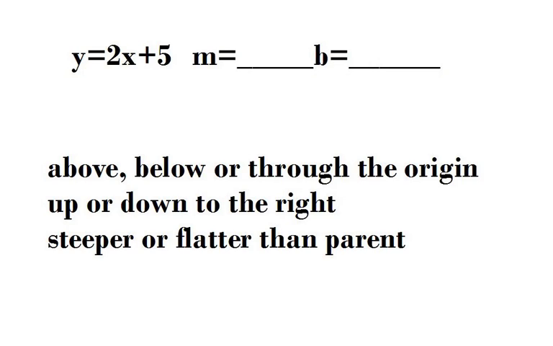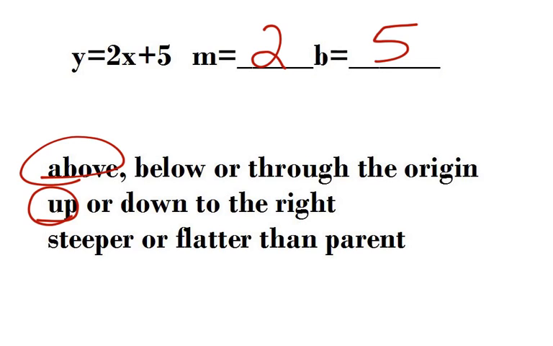Y equals 2x plus 5. My slope's the number in front of x, so it's 2. My y-intercept is a constant, so it's 5. 5 is bigger than 0, so it's going to be above the origin. Slope of 2 is positive, so it's going to go up to the right. And 2 is bigger than 1, and so it is steeper than the parent.